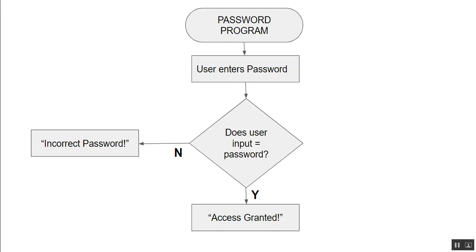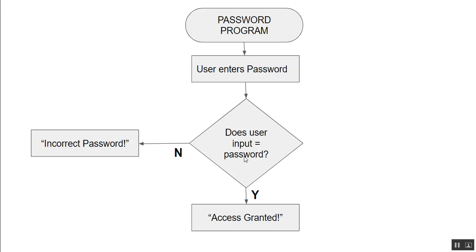So here is a flowchart. Hopefully you remember doing flowcharts from your first few lessons on this topic, and this illustrates what selection actually is. It involves the program making a choice. In our program here we're getting the user to enter a password, and then the program is going to do two different things depending on whether the user enters the password correctly or not.